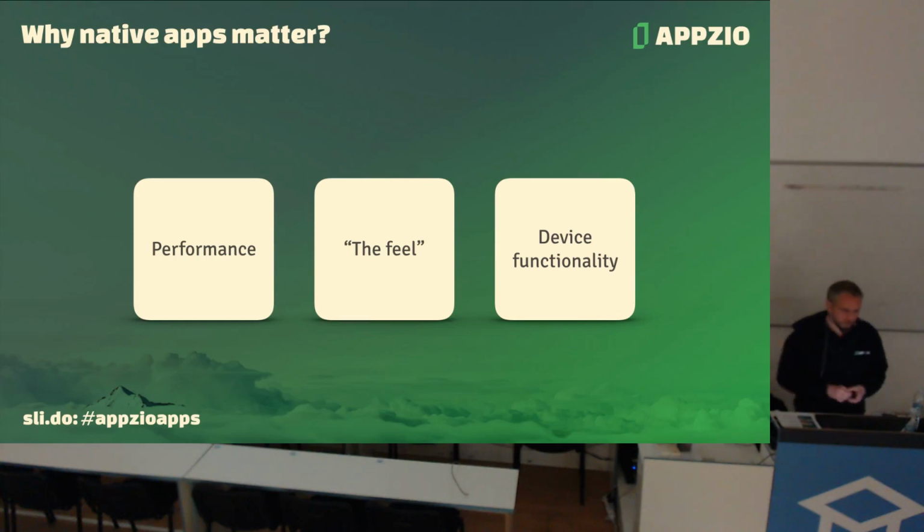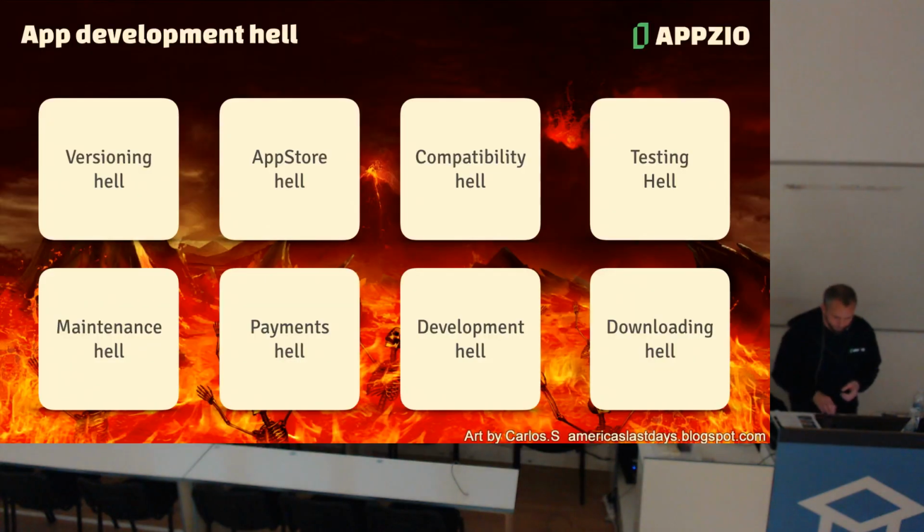And then, of course, if you're looking to use device functionality, there are tons of APIs, there are tons of new stuff, VR stuff. If you want to use HealthKit, for example, in connection with your app, then it's about developing it native in most cases.